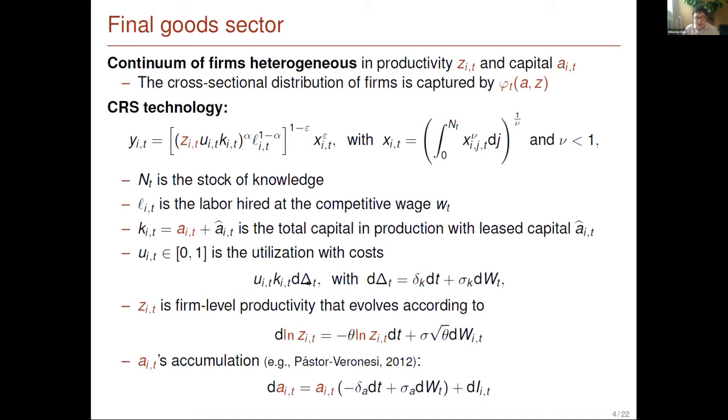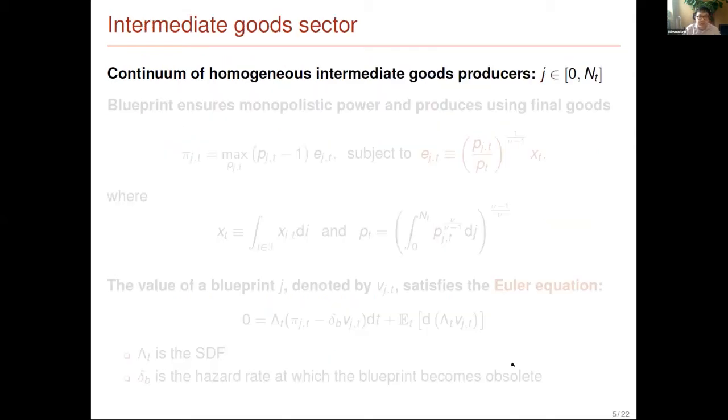Okay, I need to move faster. So this depreciation rate has some randomness. And the firm level productivity follows an AR1 process. And the firm's capital itself, A_it, also follows depreciation and is subject to the aggregate capital shock, and the firms make endogenous investments.